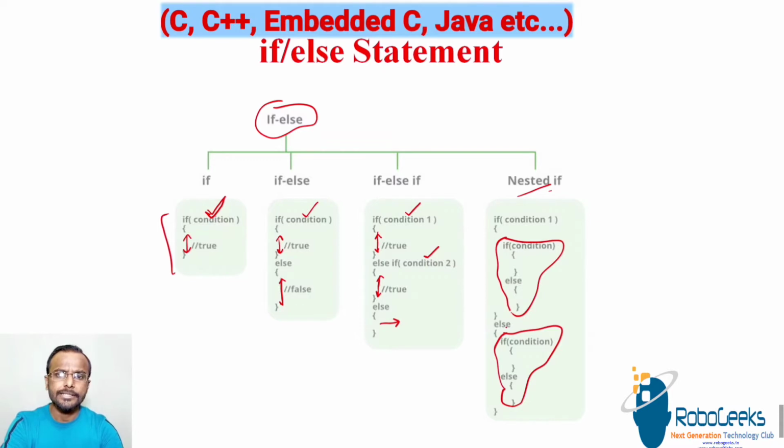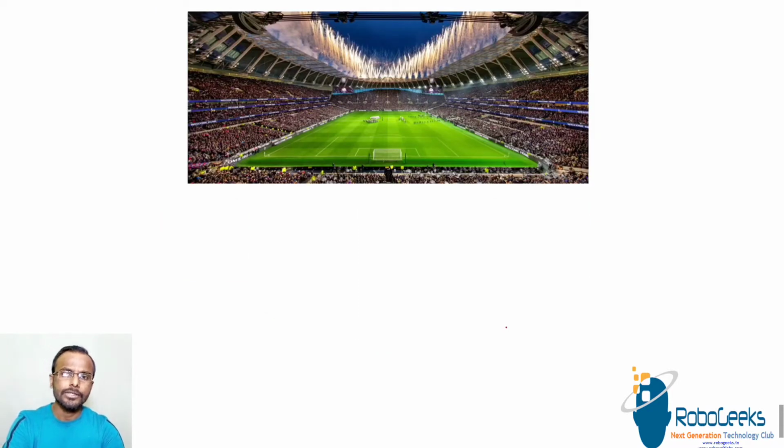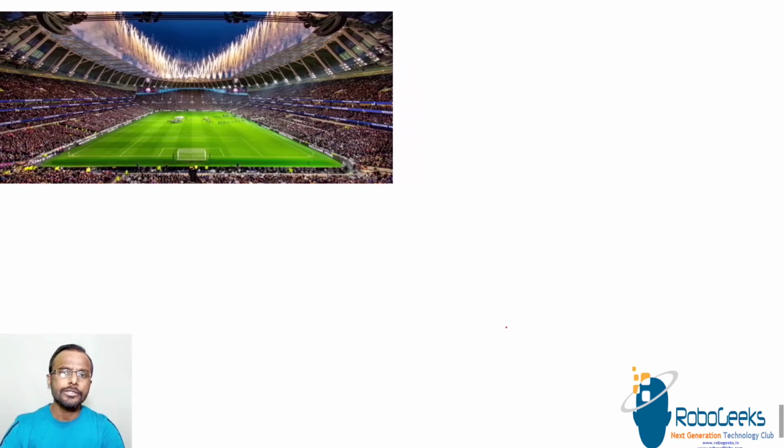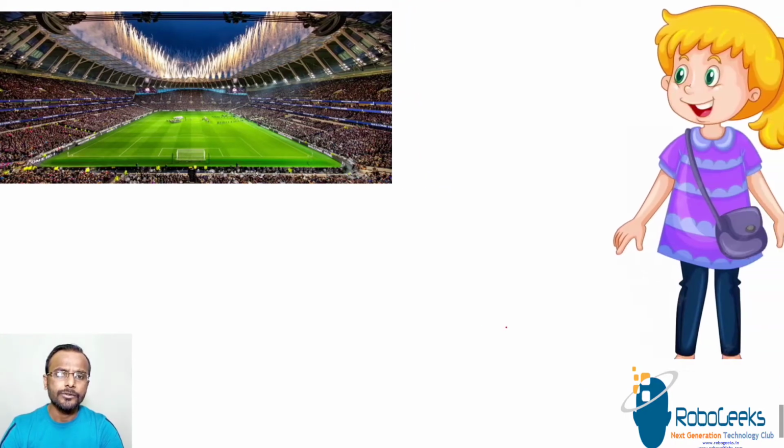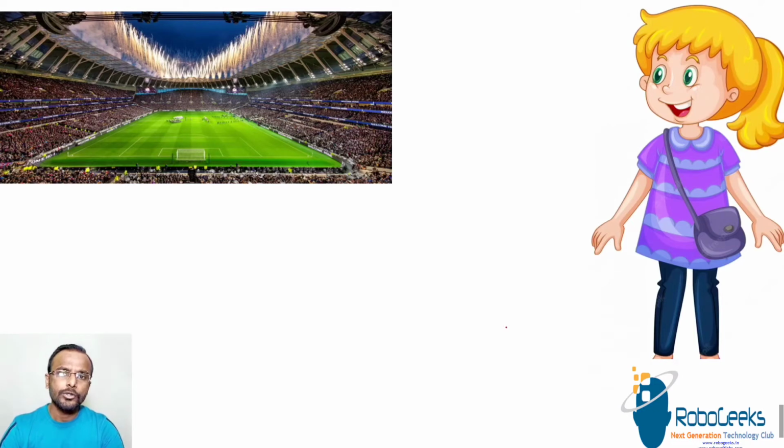So let us understand with the help of an example. Let us consider it's the FIFA World Cup 2022, and we are part of the organizing team, and you have volunteered to be a ticket checker outside the stadium. So what's your responsibility? You have to check the ticket of the visitor. If he or she has a ticket, you will let them enter. If they don't have a ticket, you will request them to buy a ticket.